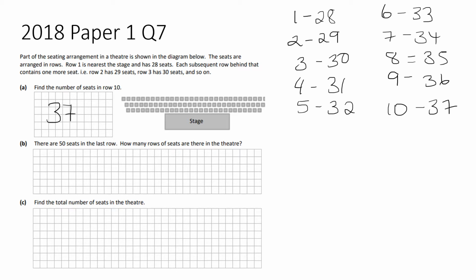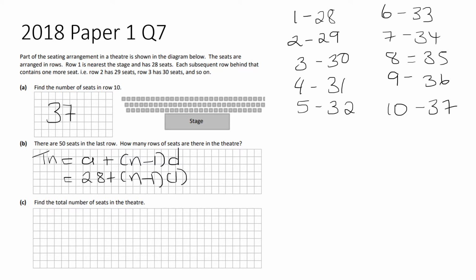There are 50 seats in the last row. How many rows of seats are there in the theatre? So we can keep going if we prefer to do that. Or what we can do is find the general term-to-term rule. So the term-to-term rule is Tn is equal to a plus n minus 1 by d. So the first term here is 28, and the difference here is 1.